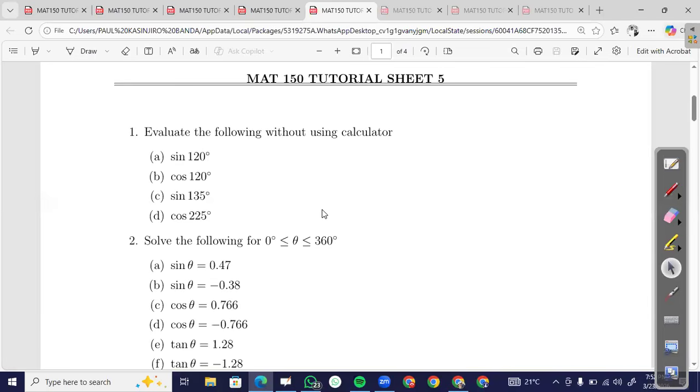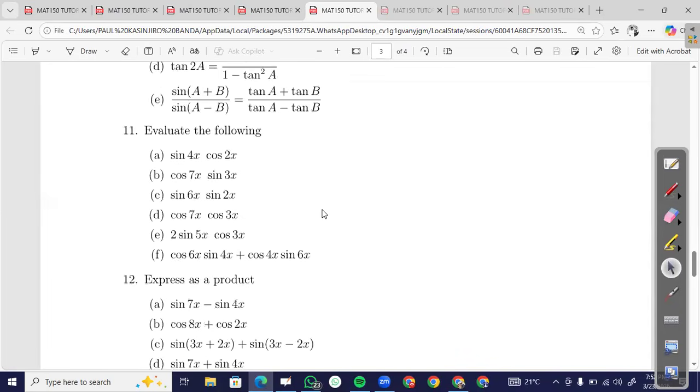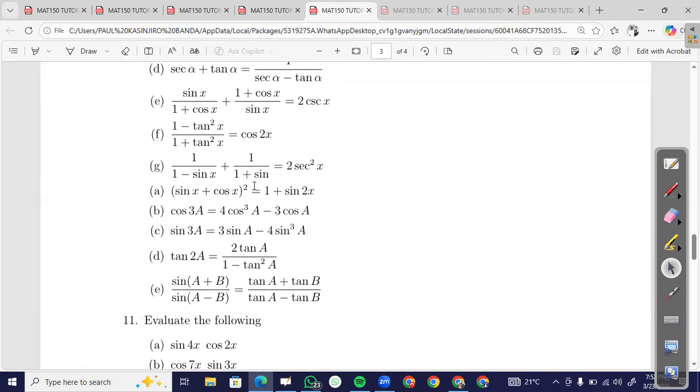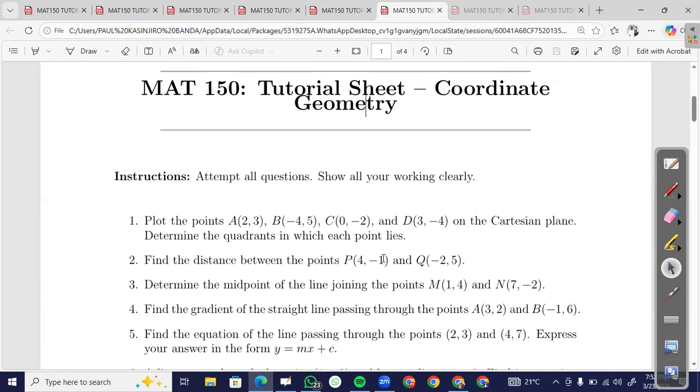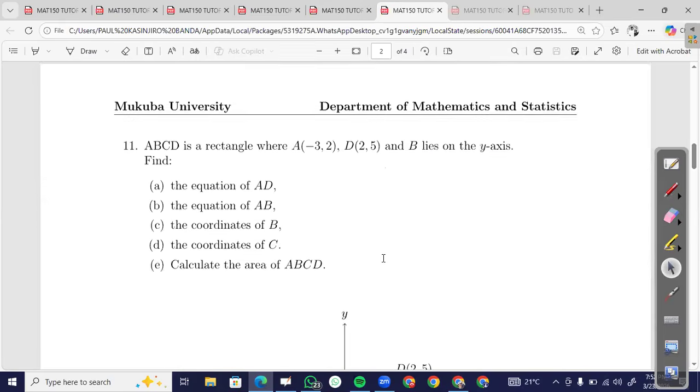Tutorial sheet 5 is on trigonometry. Again, the same thing, all the videos are there: how to prove all these identities. The videos are there on the website. Tutorial sheet 6 is coordinate geometry, like the thing that we are doing today. The solutions are there on the website.